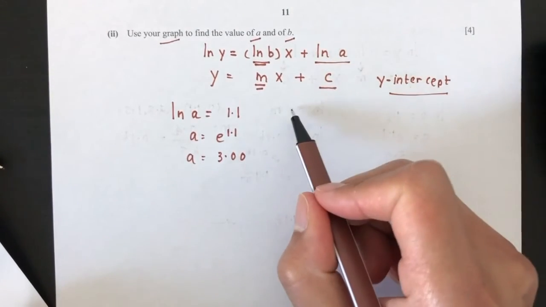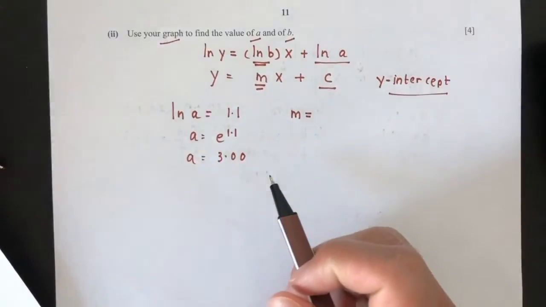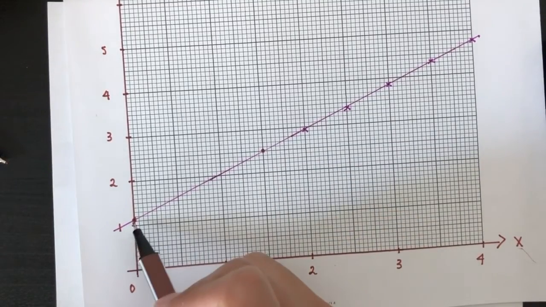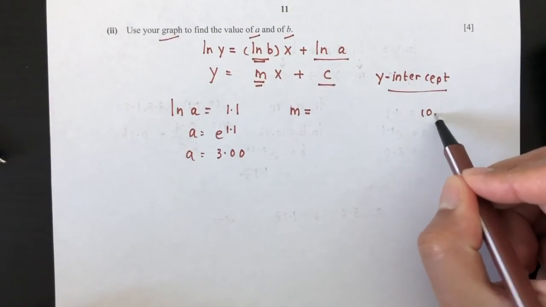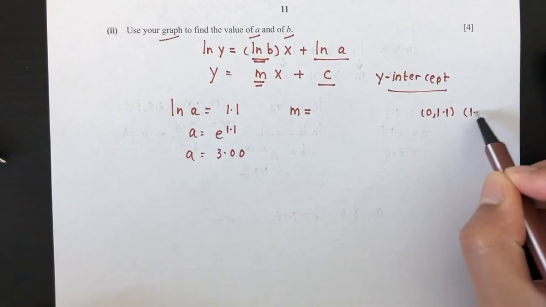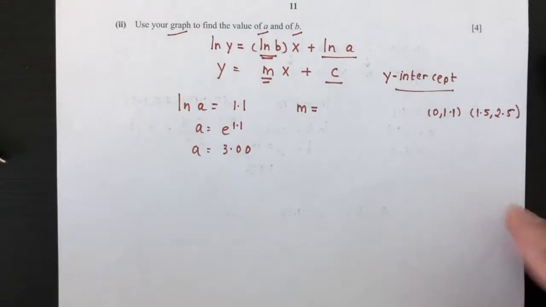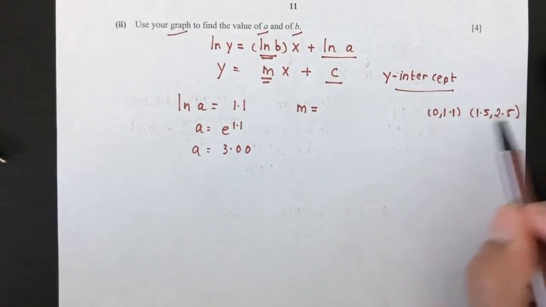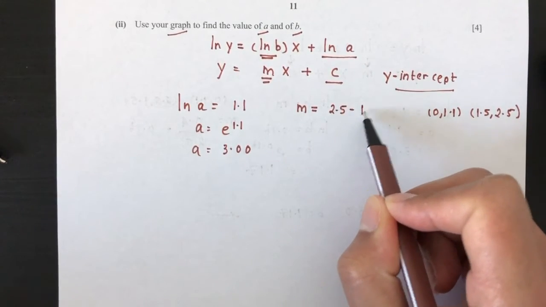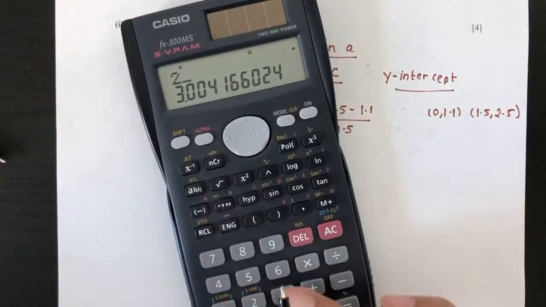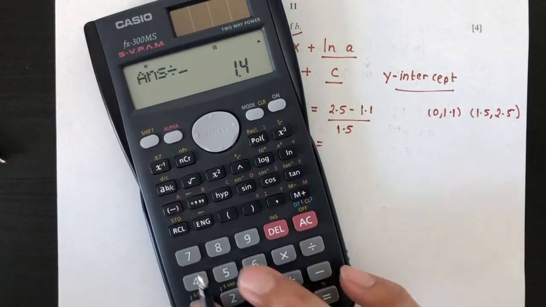Now for the value of b, we first have to find m, which is the gradient of the line. To find the gradient, we can just use 2 points. Let's say I use this point and this point. This is your point (0, 1.1), and this is (1.5, 2.5). The gradient is y2 minus y1 over x2 minus x1, so 2.5 minus 1.1 divided by 1.5.